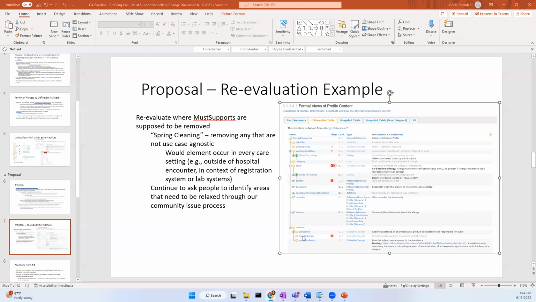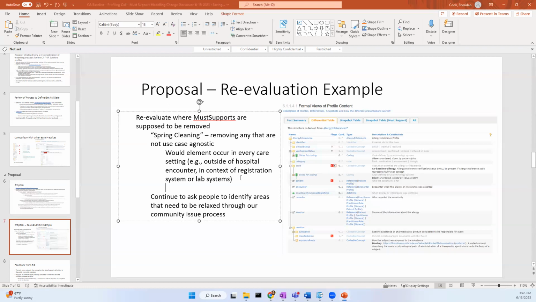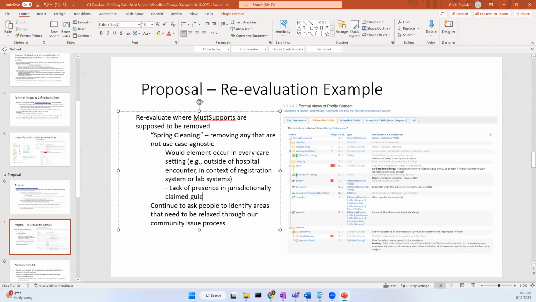But my personal opinion is that must support should be the exception rather than the rule. We should be thinking carefully and applying it when we really think we need it, rather than the other way around. And I realize it is a judgment call.